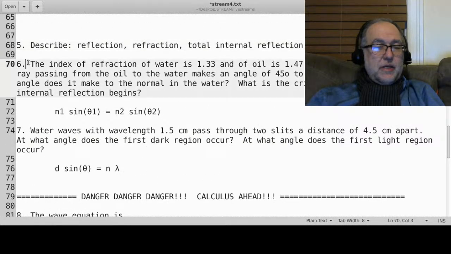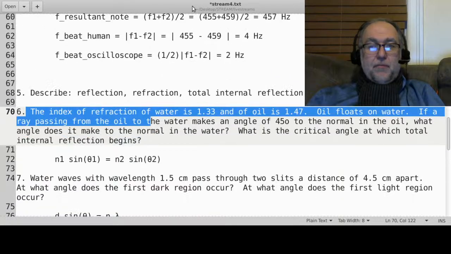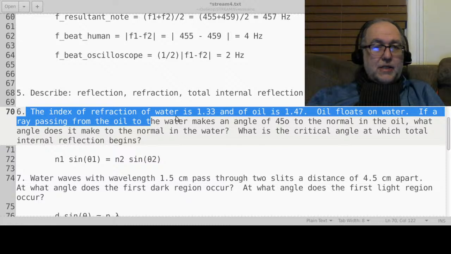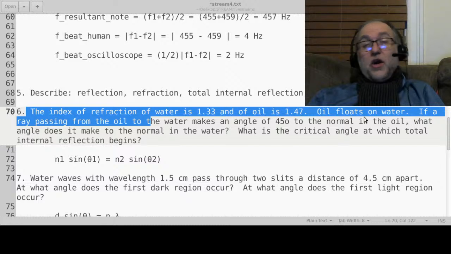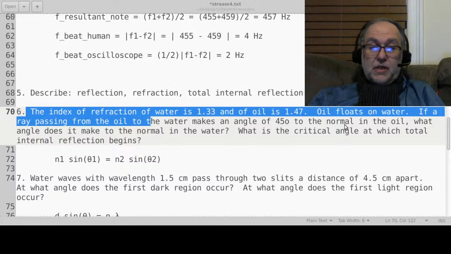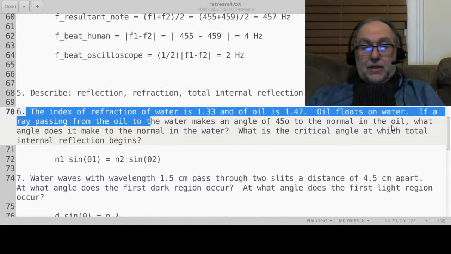Okay, so the first one is, whoops, that's clipped off. The index of refraction of water is 1.33 and of oil is 1.47, clear oil. Oil floats on water, obviously. If we pass a ray from the oil to the water at an angle of 45 degrees to the normal in the oil, what's the angle in the water?